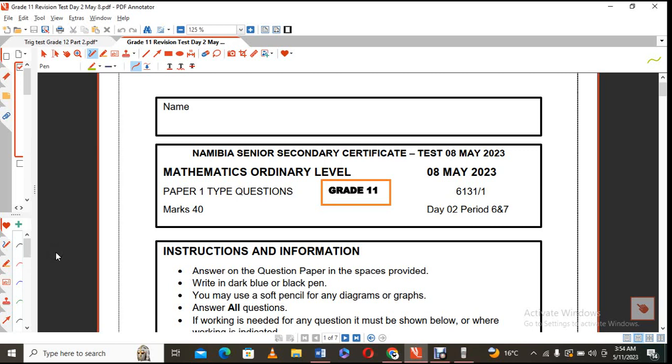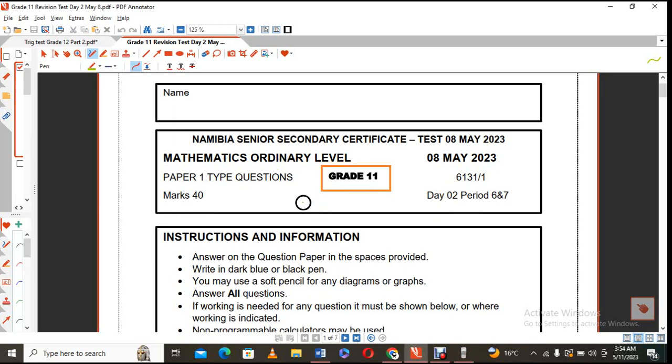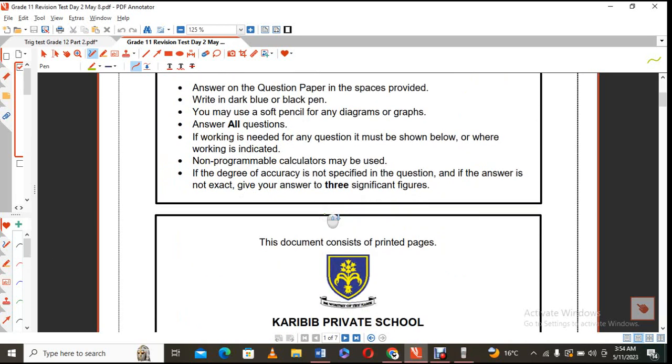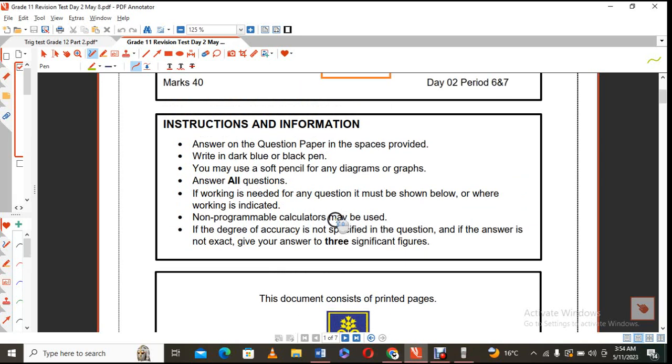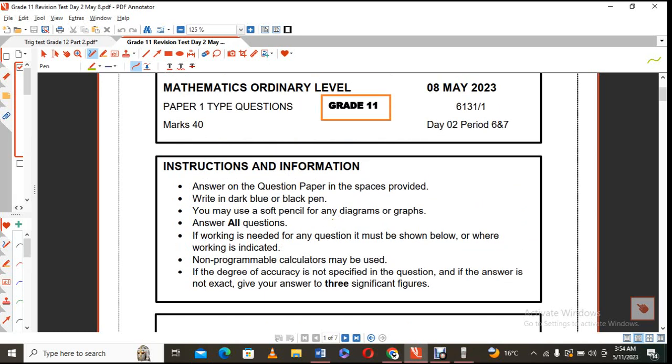So there's a test that I gave for revision to my grade 11s at my school. I thought I can share it with you. So it is work that you can use for revision purposes. So I have a list of instructions and information.